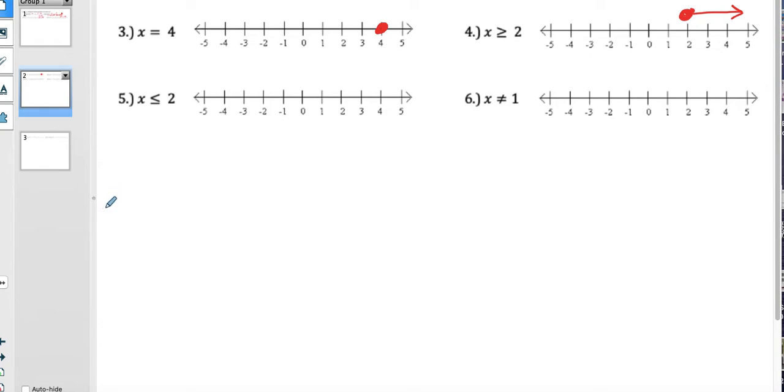Go ahead and pause this video, try number 5, and think about what your answer would be for number 6. When you are done thinking about number 5 and 6, go ahead and hit play and compare answers.